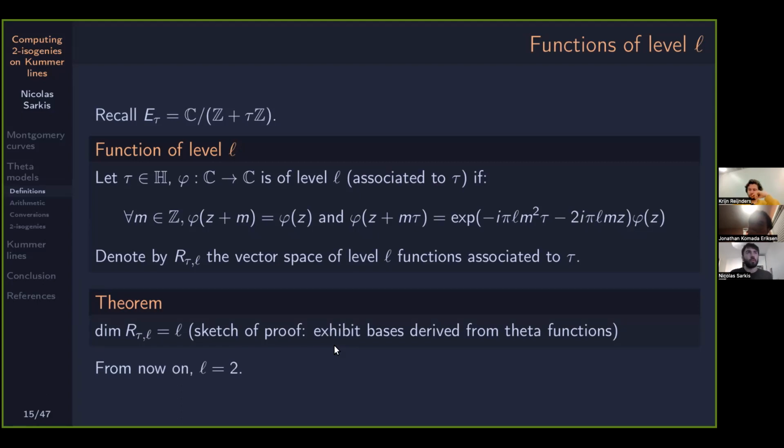One of the proofs that the dimension is L is to find a basis based on the theta functions with characteristics. So that's why we need those. And from now on, I will focus on the case L equals 2, because computationally, you don't want to have too many coordinates.